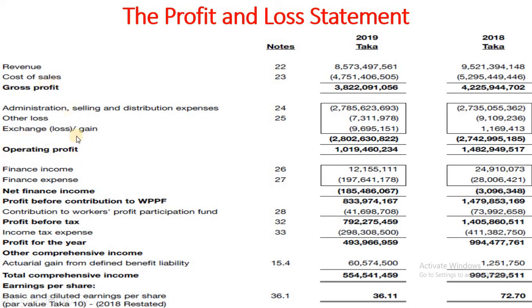Then we receive operating profit, and from the operating profit, finance income and finance expenses are adjusted, and then we receive net finance income. From the net finance income we get profit before contribution to workers' profit participation fund. Then taxes are deducted, and after deducting tax we receive the profit for the year. This way we get to the bottom line of the profit and loss statement of Bata Shoe Company Limited, which is total comprehensive income for the year.